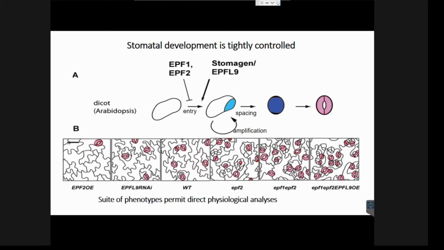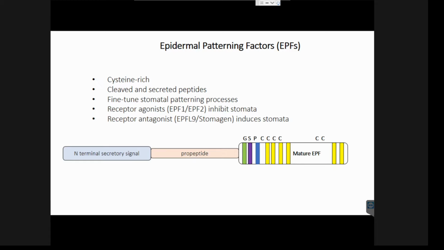So these are useful tools for trying to understand the relevance of stomatal development in plants. As I said, these are secreted peptides, and you have this protein conformation where you are cleaved here, and it's only the mature peptide that's secreted from the cell. And this is a cysteine-rich peptide, and these fine-tune stomatal patterning.